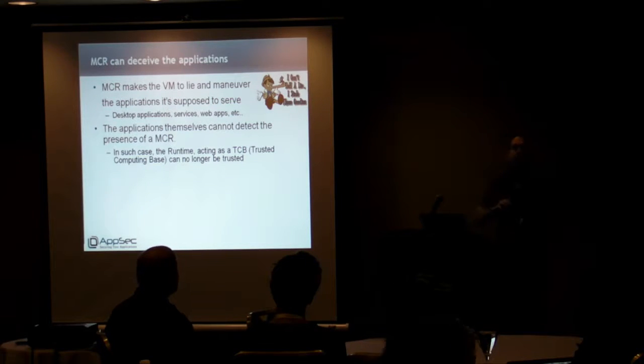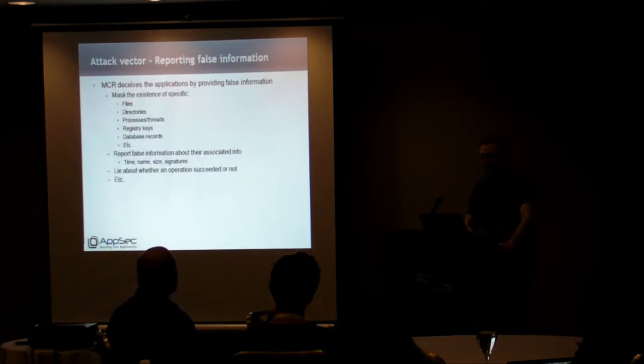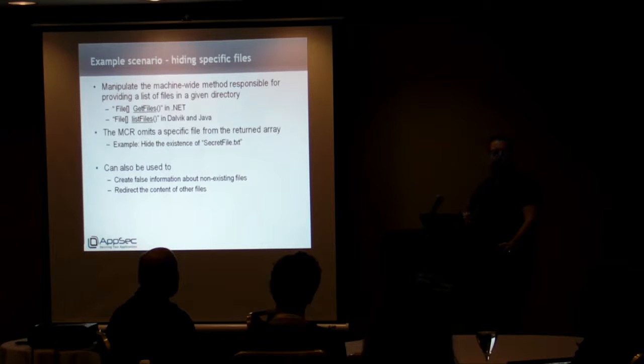So even if an application tries to detect a compromised runtime, well, think about it, the runtime will lie. The application will say, hey, are you compromised? And the virtual machine will say, I'm okay, everything is fine, nothing happened. This is because we can manipulate the answers, right? And since we can report false information, we can report false information about files, about processes, about registry keys, basically about anything. Let's see an example of that.